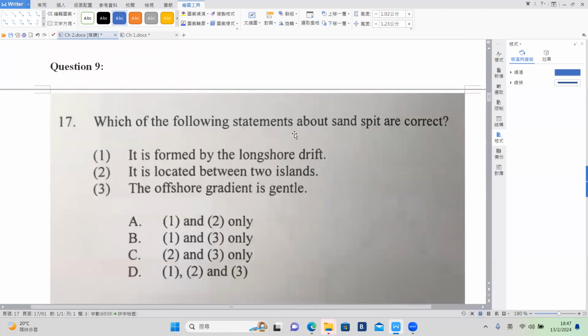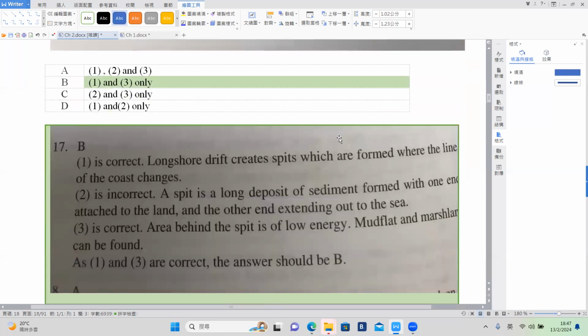Which of the following statements about sand spits are correct? It's formed by longshore drift. Spits are always about deposition, so deposition is going to have a longshore drift. Between two islands, not right, because that's about tombolo. Spit may be just a tip. Then offshore gradient is gentle. This is right, because if the offshore gradient is gentle, it can give rise to the deposition landform. So number 1 and 3 only.